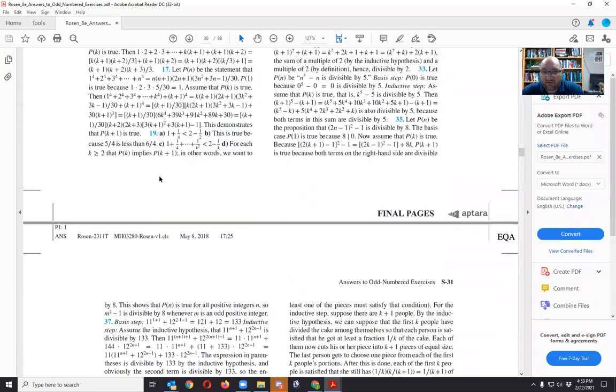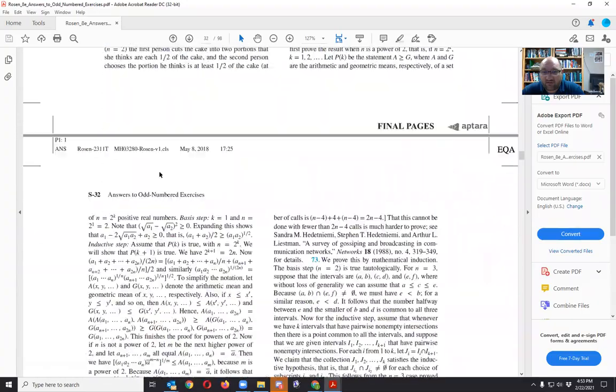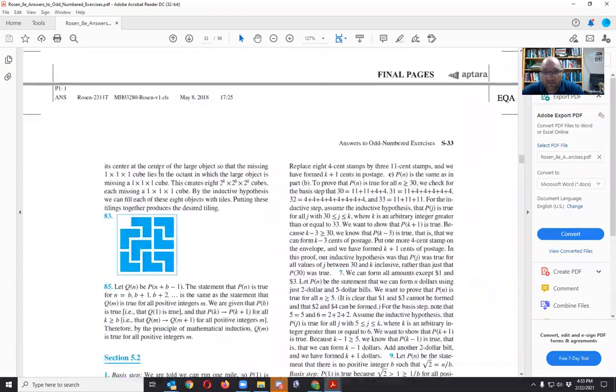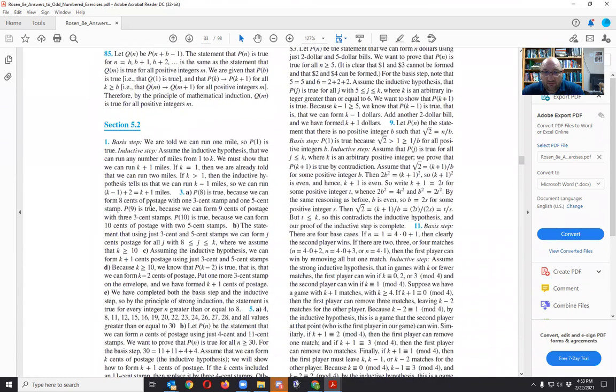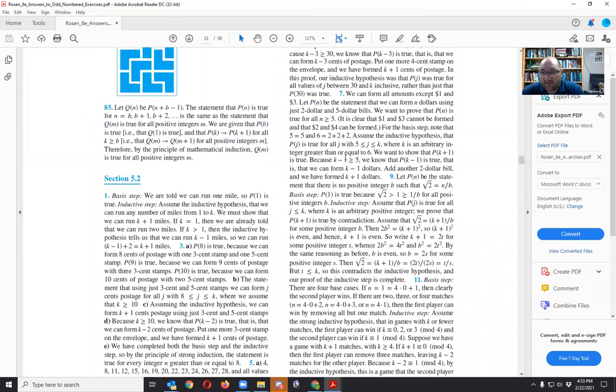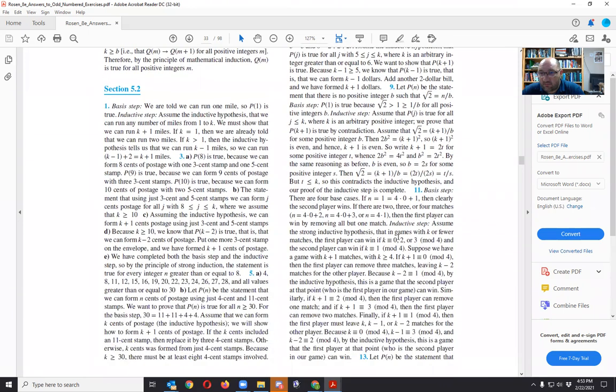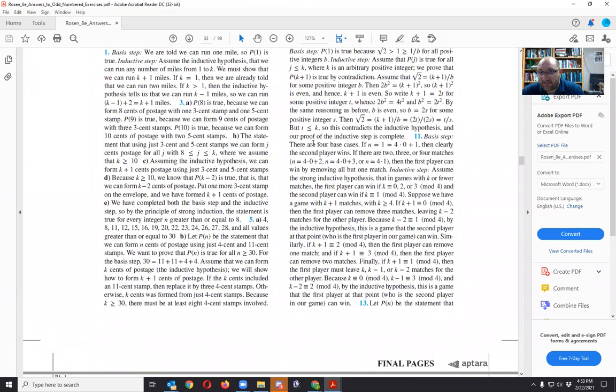So we scroll down, the 5.1 answers were long. Here we see 5.2, and here we see problem 11. And so the basis step, there are 4 base cases. n equals 1, or 4 times 0 plus 1, then clearly the second player wins. If there are 2, 3, or 4 matches, then the first player can win by removing all but one match. Inductive step.